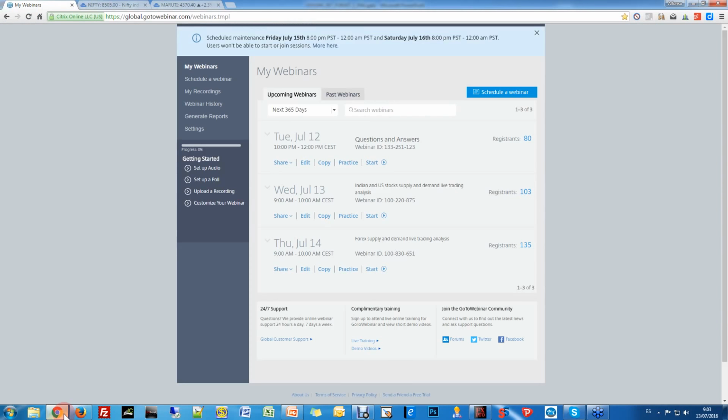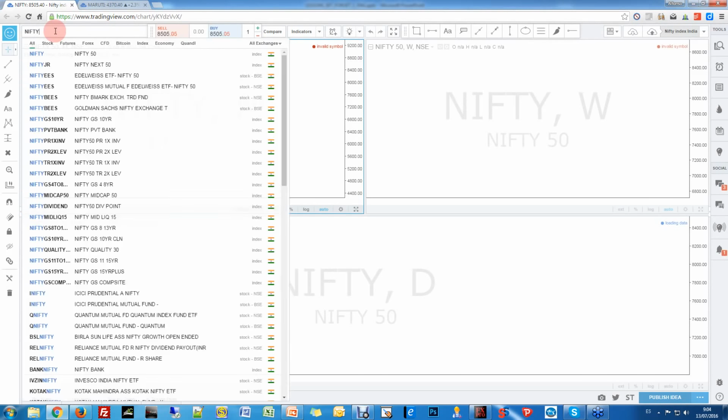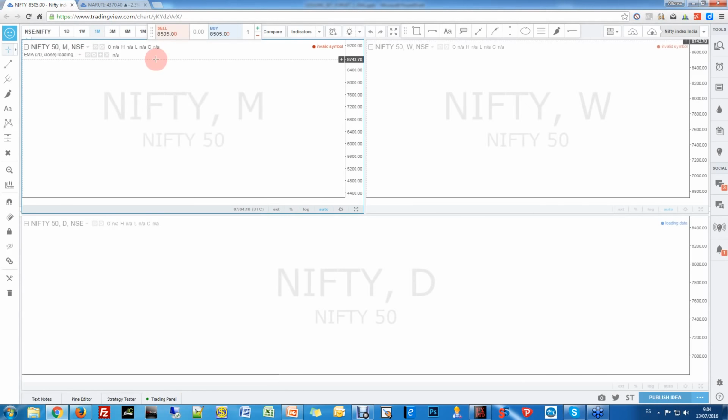So first of all, I'm going to do an analysis, or I'm going to try. I was trying to load the Nifty index, okay? It wasn't loading this morning. I don't know why. It says invalid symbol, so it's not loading. So I'm going to start with an Indian stock.